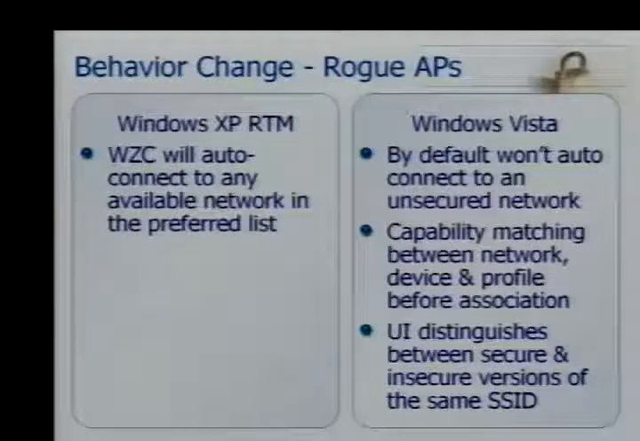You're all familiar with rogue APs, so we've made some changes in Vista for this. We don't auto connect to unsecured networks anymore. And also, before association, we do a much tighter capability match between what the network advertises, what the driver's capabilities are, and what we actually ask for in the profile. Plus, if there are 2 access points, one a secure and one an insecure version, both broadcasting the same SSID, we'll make sure they show as completely separate entities in all the UI, and report them separately through the APIs, so there's no chance of those being folded back together.